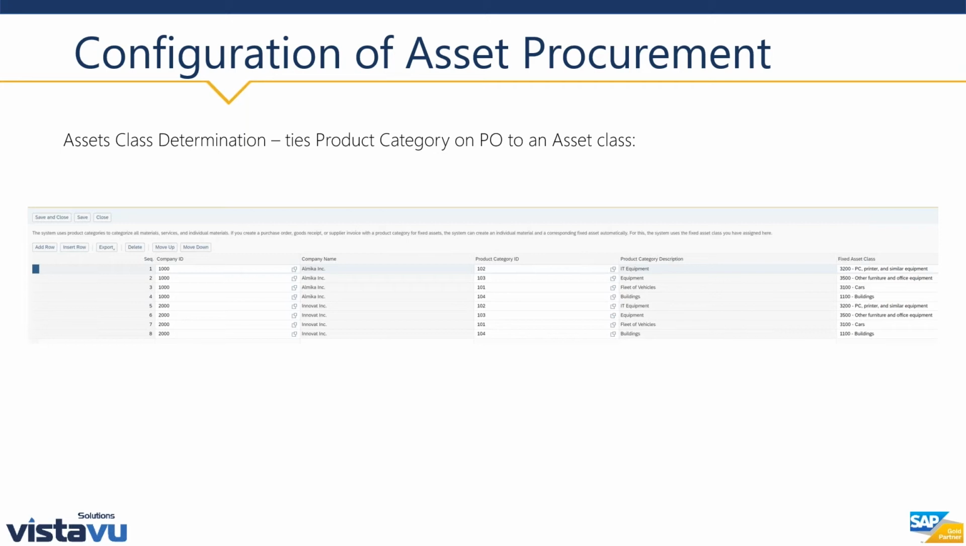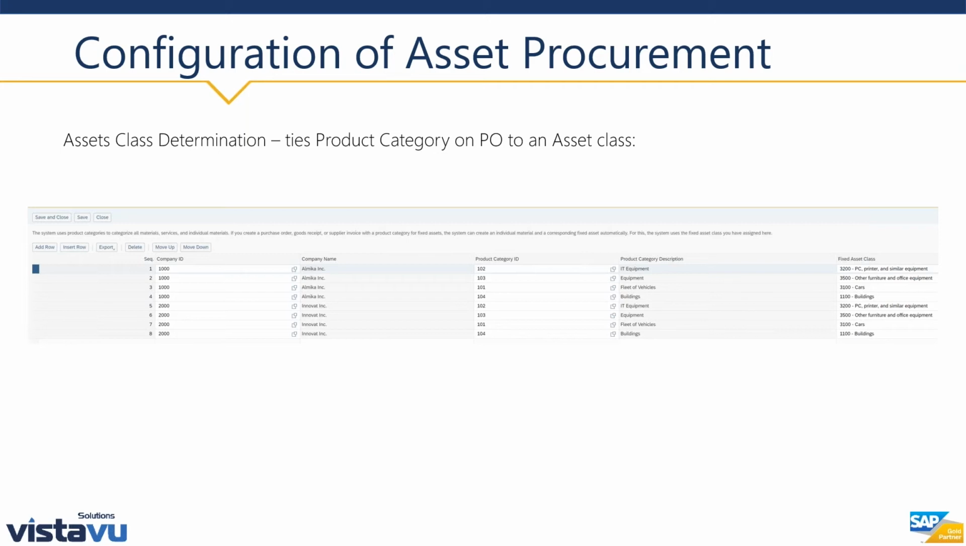For each company, you can use either the same or different fixed asset classes to tie into. You can see here that I've tied both my company 1000 and 2000. I've used the same product categories and the same asset classes in both companies, tying a product category called IT equipment to a fixed asset class called PC printers and similar equipment. They don't have to be named the same, but they can be. It's all up to you.